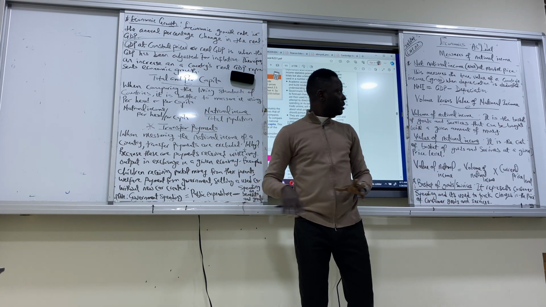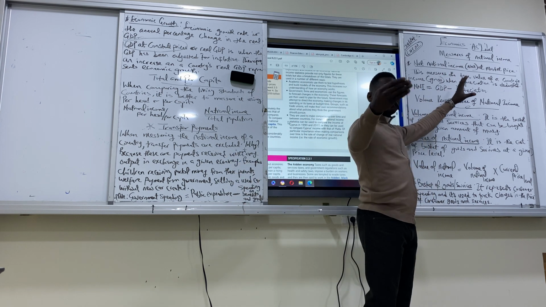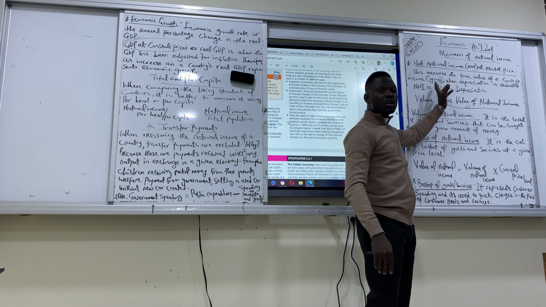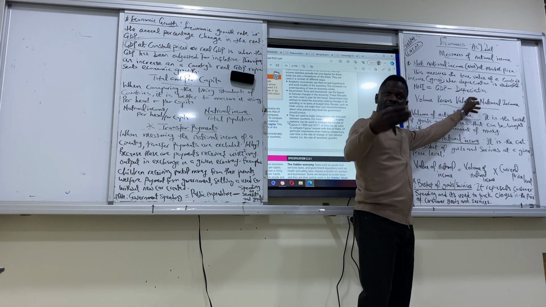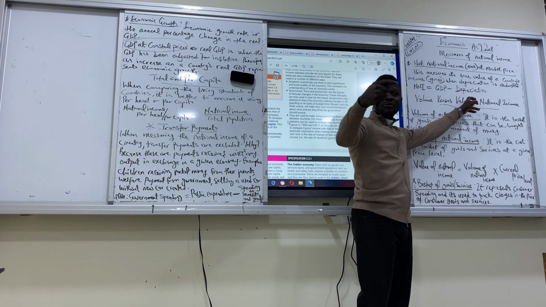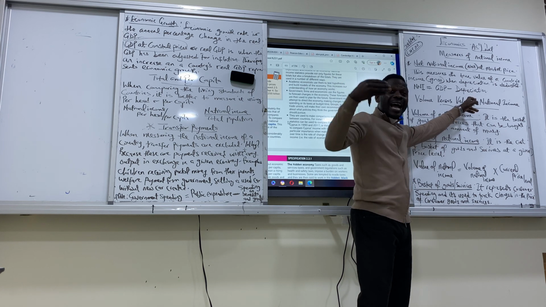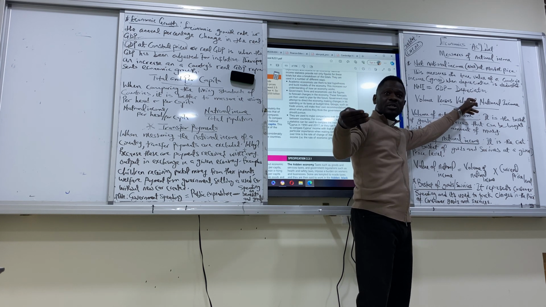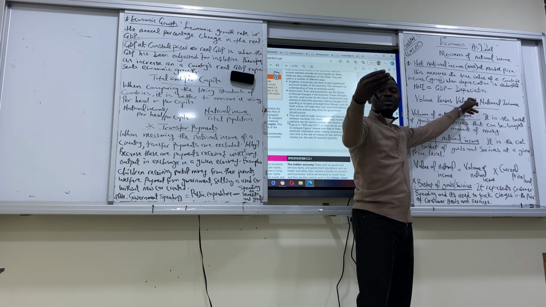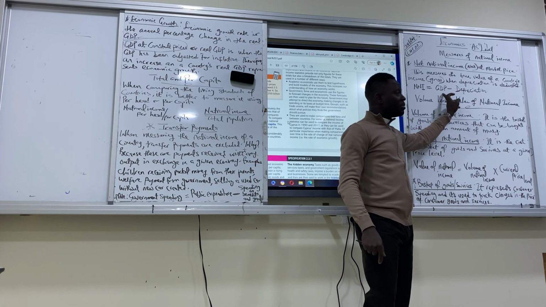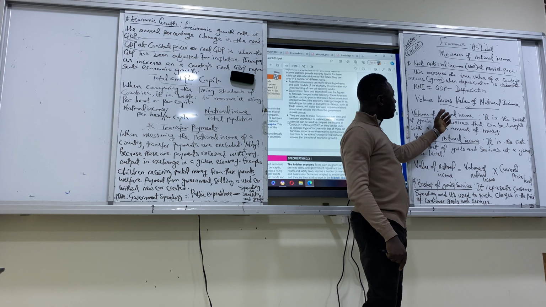So I'm going to quickly do the recap. Another measurement for national income is net national income, which is GDP minus depreciation. Depreciation is the wear and tear of an asset. So the capital goods that we use in producing what we have produced start depreciating, so we have to take that value away from the GDP. That is NNI. Then we have the volume and the value of national income.